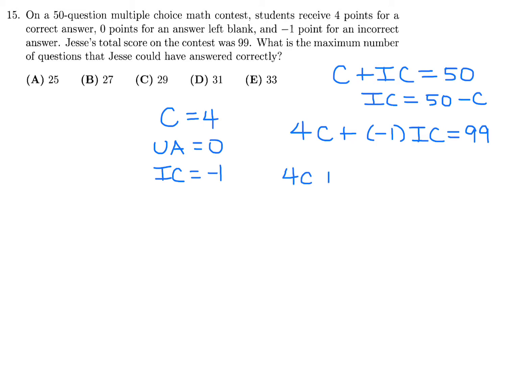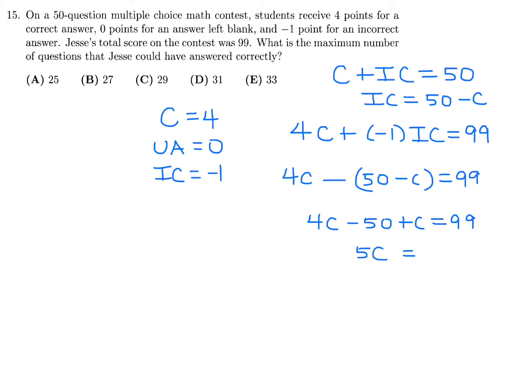So then we got 4C. This will just be minus, right? Minus IC, which is 50 minus C, is equal to 99. So that means 4C minus 50 plus C is 99. And therefore 5C is going to be 149. Now if I divide through, I get approximately 29.8.